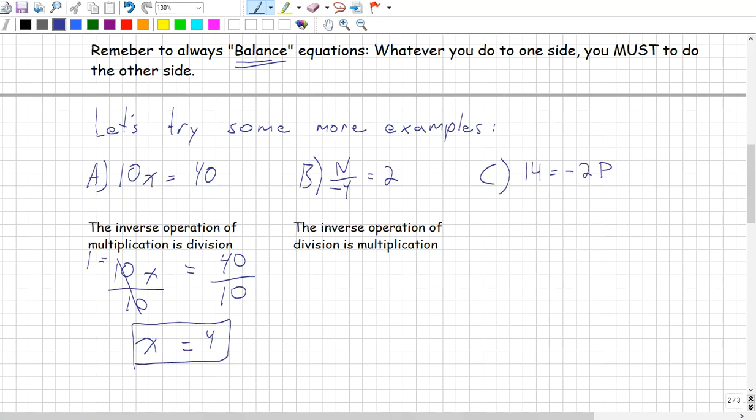One-step equation, we divided because it was originally being multiplied, 10 times x, so we did the inverse operation, the opposite, which was dividing. Dividing by that value that's directly connected with the variable.